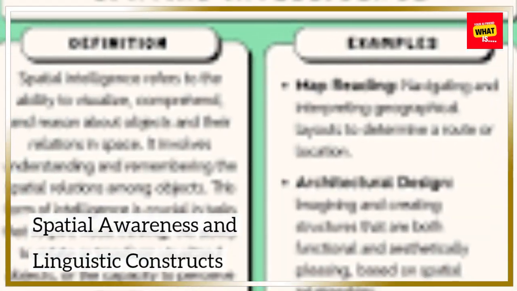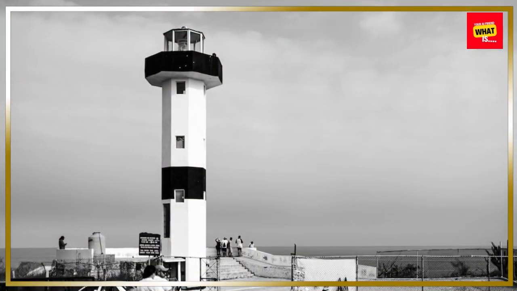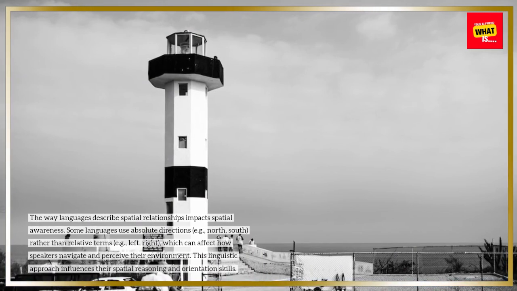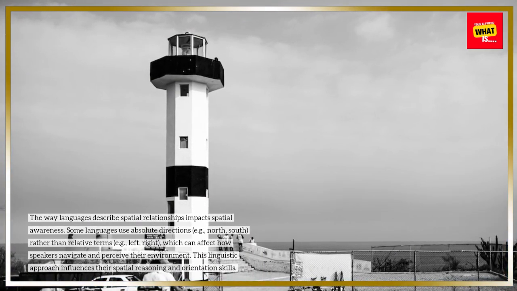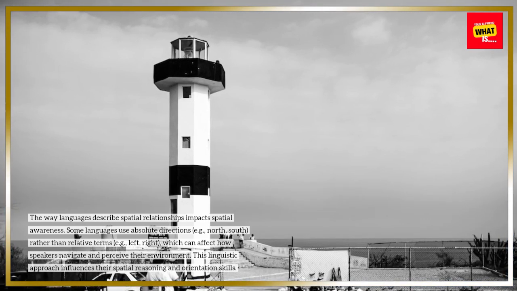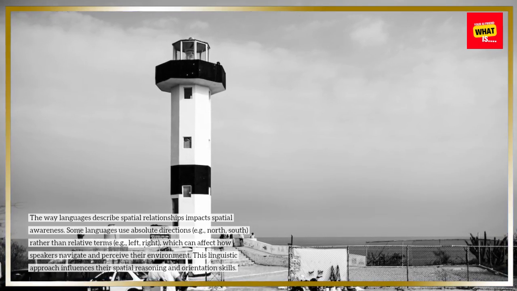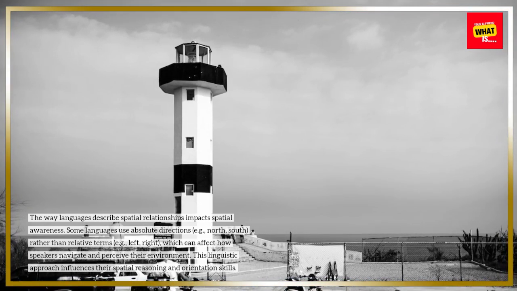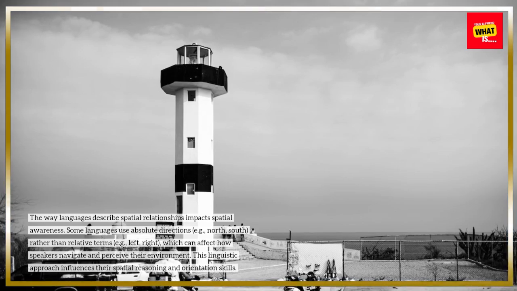Spatial awareness and linguistic constructs. The way languages describe spatial relationships impacts spatial awareness. Some languages use absolute directions, e.g., north, south, rather than relative terms, e.g., left, right, which can affect how speakers navigate and perceive their environment. This linguistic approach influences their spatial reasoning and orientation skills.